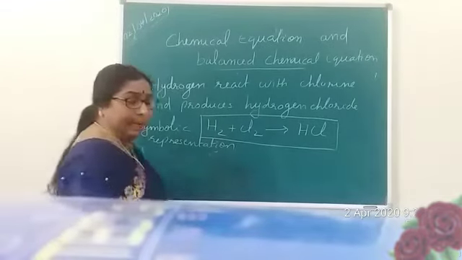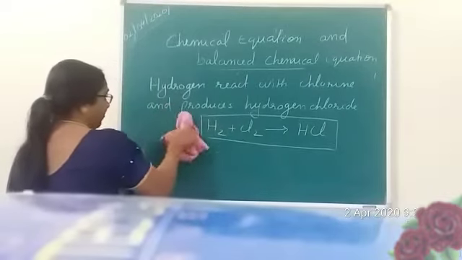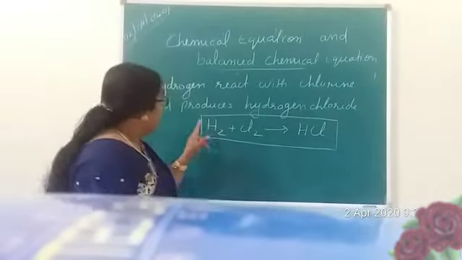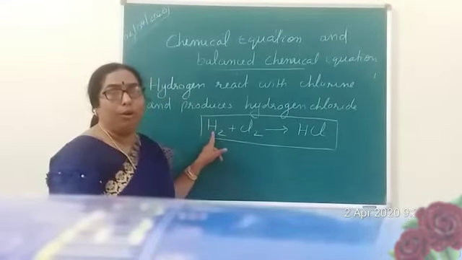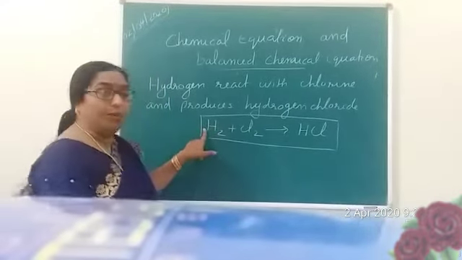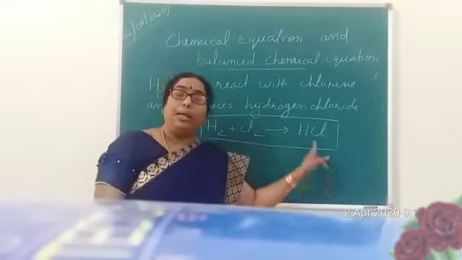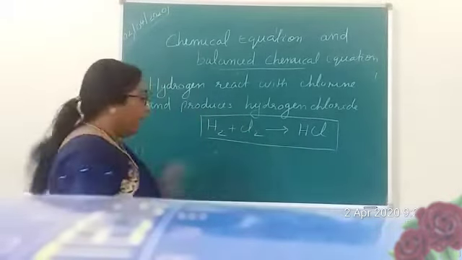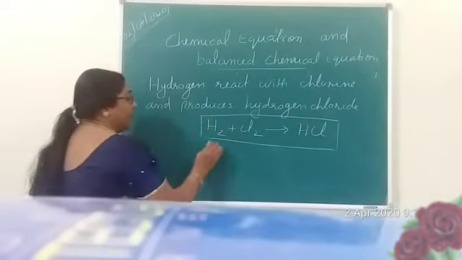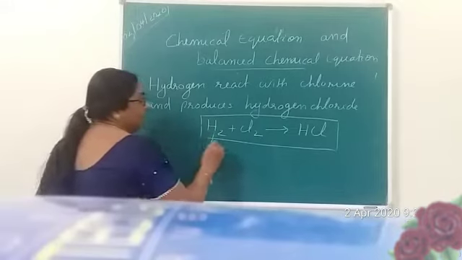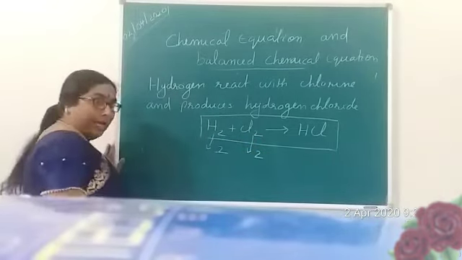You consider the same reaction, H2 plus Cl2 will give you HCl. In this case, the coefficient of the molecules represents the number of molecules. Here the coefficient of hydrogen is 1, that of chlorine is 1, and that of hydrogen chloride is also 1. But you can see that one molecule of hydrogen contains 2 hydrogen atoms. At the same time, one molecule of chlorine also possesses 2 chlorine atoms.